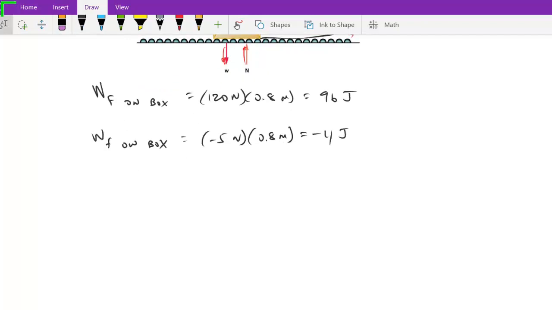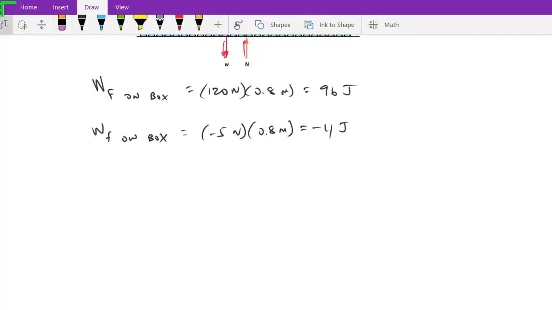So then we can say the net work done on the box, so we'll say W net, is equal to the sum of all the works done on the box. And so this is going to be our 96 plus a negative 4, and this is equal to 92 joules of net work done on this box.